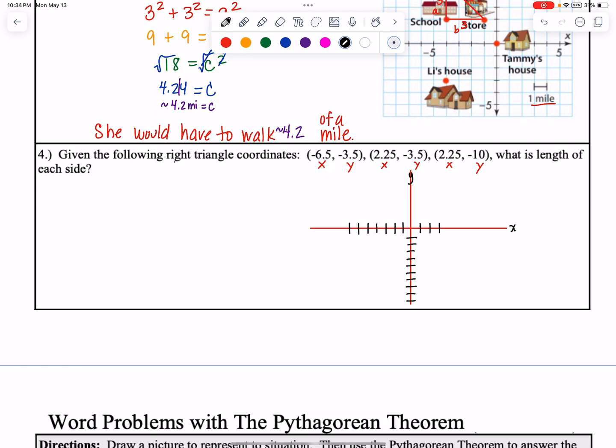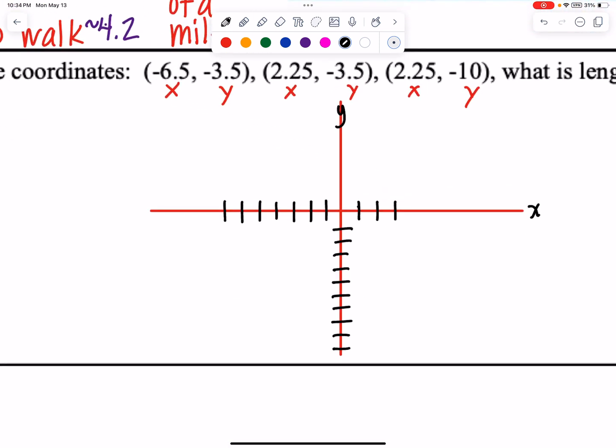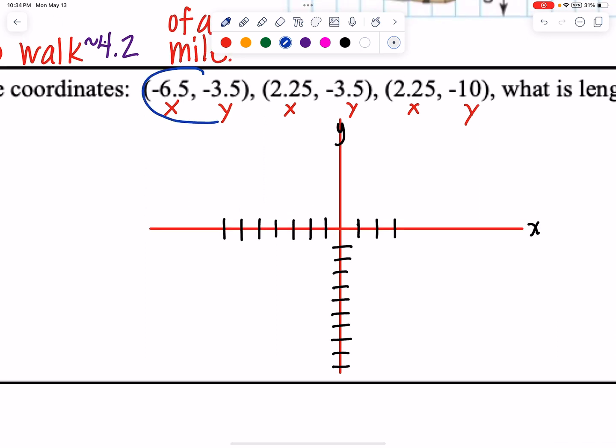So I can see this right triangle. Let's go ahead and plot this. My first one is negative 6.5, so I'm going to go left on the x. Remember, we always crawl before we learn to stand, or fall in that sense, I guess. So negative 6, 1, 2, 3, 4, 5, 6.5, and then down 3.5. So 1, 2, 3.5. So we have a point right about there.